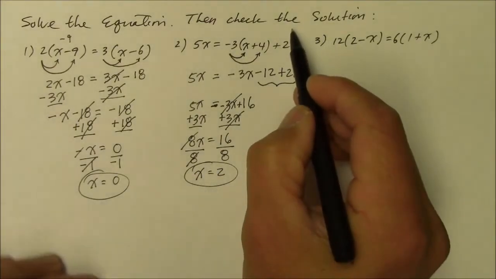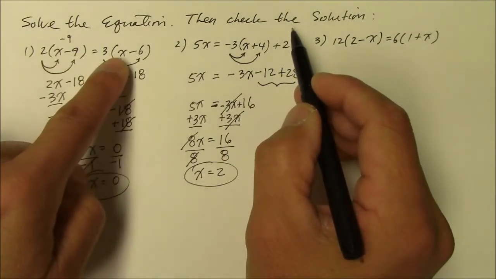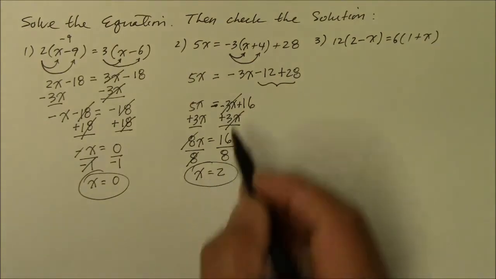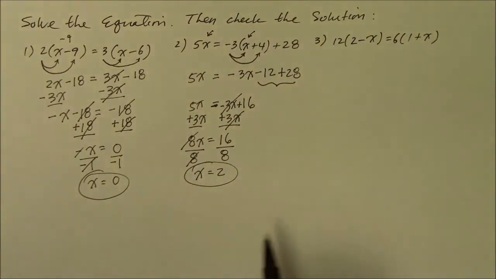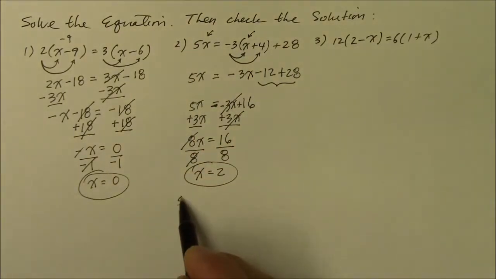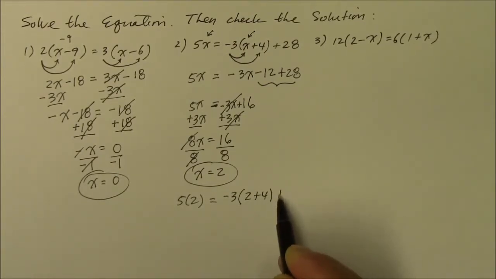Now it does say check the solution. Last time I didn't really have to do that because I just did it in my head. But here, I should show it. Let's take that x is 2 and substitute it in here and here, and make sure that the left side and the right side of the equation are the same. So I got 5 times 2. We know that's 10. And on the right side, negative 3 times 2 plus 4 plus 28.